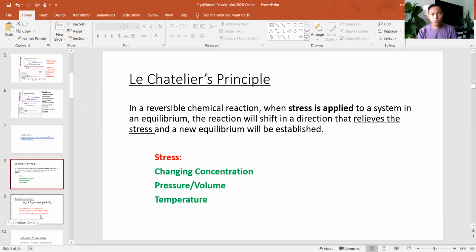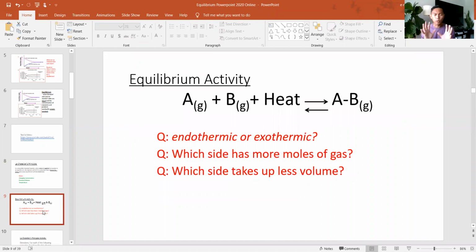Prior to going through all these different Le Chatelier's principle examples, we need a reminder of some key ideas. This is not Le Chatelier's itself, just a way for us to clarify some things. If we're given this reaction where A is a gas, plus B, a gas, and then when those two combine, they need heat. Heat is being added to them. They're able to make a product AB that's also a gas, some generic formula here.